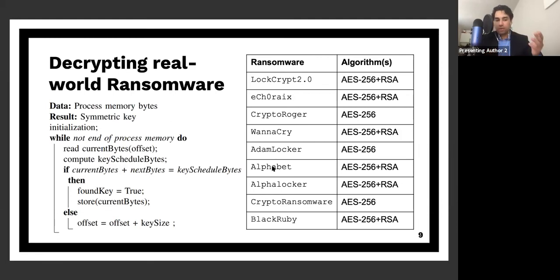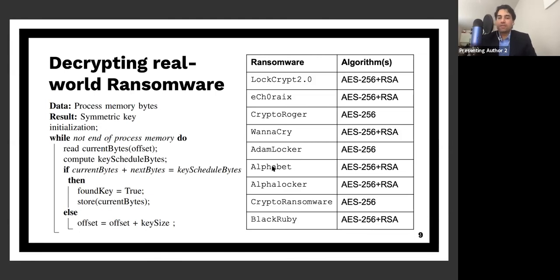We will compute a key schedule out of these current bytes, and then see if the bytes that immediately follow match the computed key schedule. If they do, then we have found a key schedule in memory, and that means we've found a key. If not, then we move the offset forward and repeat the process. So that's the general idea behind discovering keys in memory.